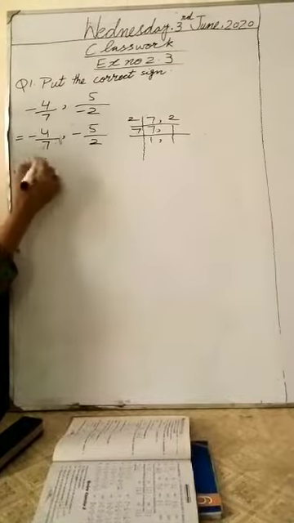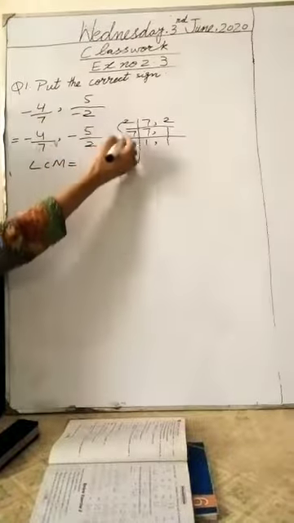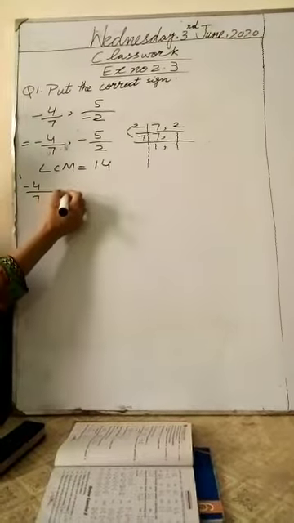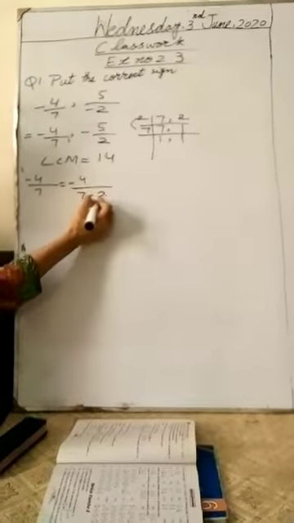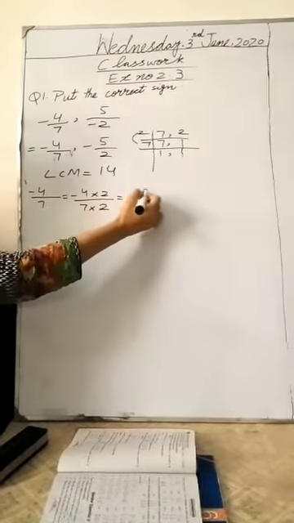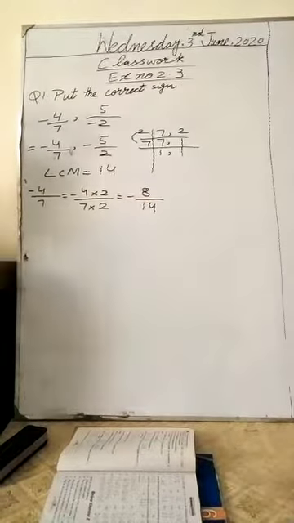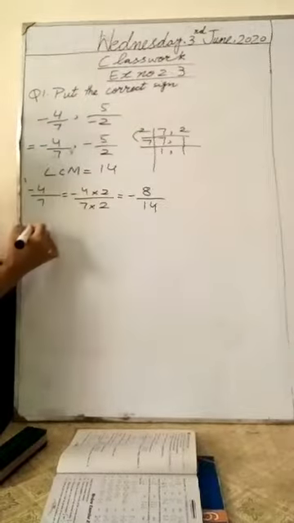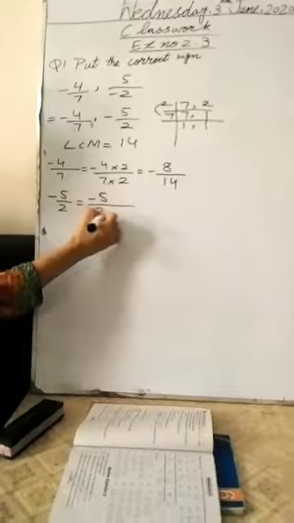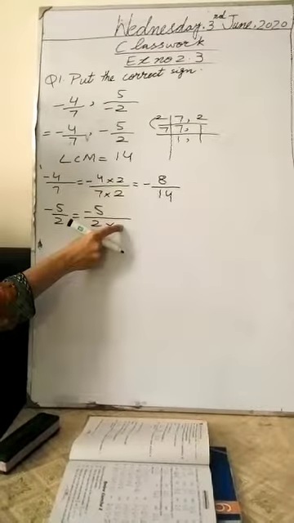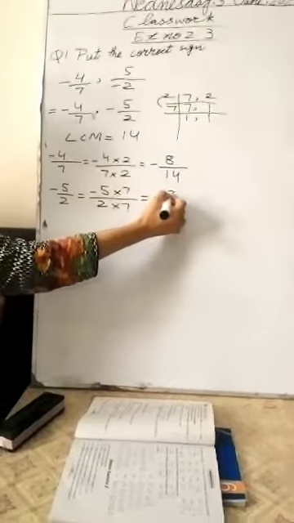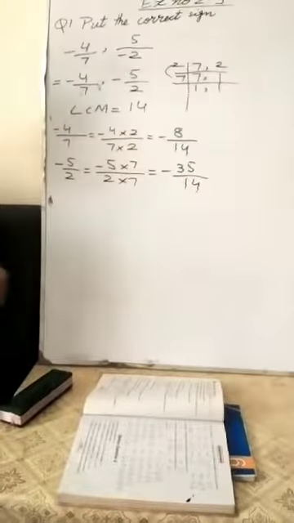Now LCM is 2 times 7 is 14. Take your first value. 7 times 2 is 14. Multiply in the numerator. Minus 4 times 2 is minus 8 and 7 times 2 is 14. Second value, minus 5 over 2 equals minus 5 over 2. Multiply 2 times 7, 14. Multiply in the numerator. Answer will be minus 35 over 14.